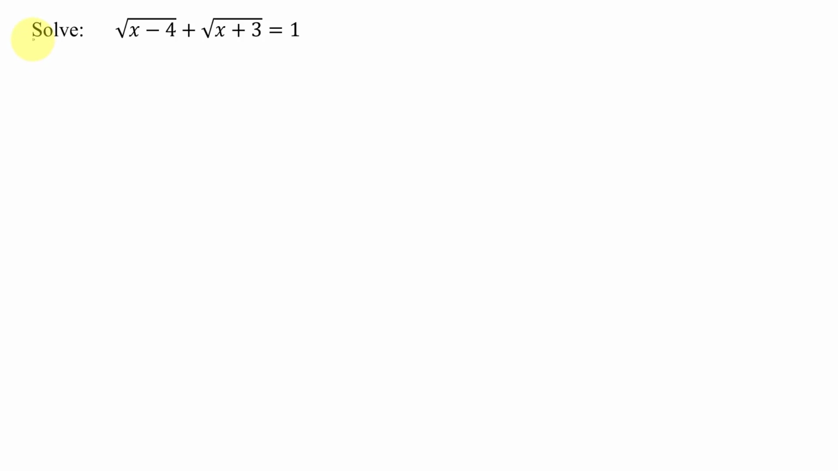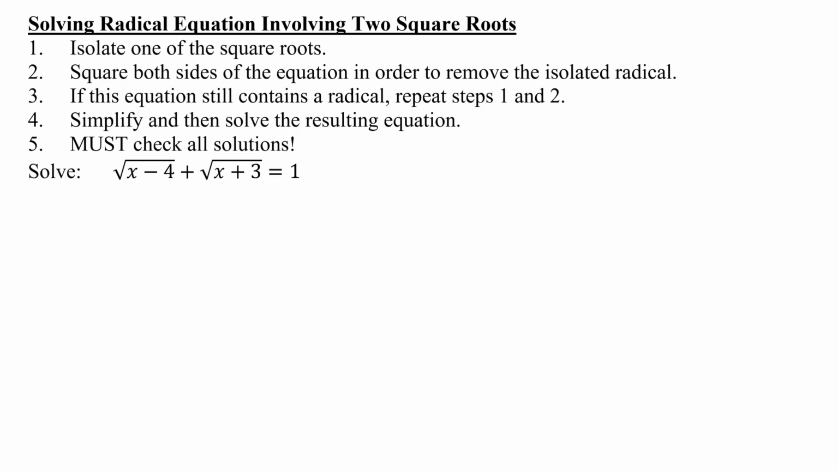In this example, I need to solve the equation the square root of the quantity x minus 4 plus the square root of the quantity x plus 3 equals 1. What type of equation is this? Notice it has 2 square roots. So this is a radical equation involving 2 square roots, and here are the steps for solving this type of equation.